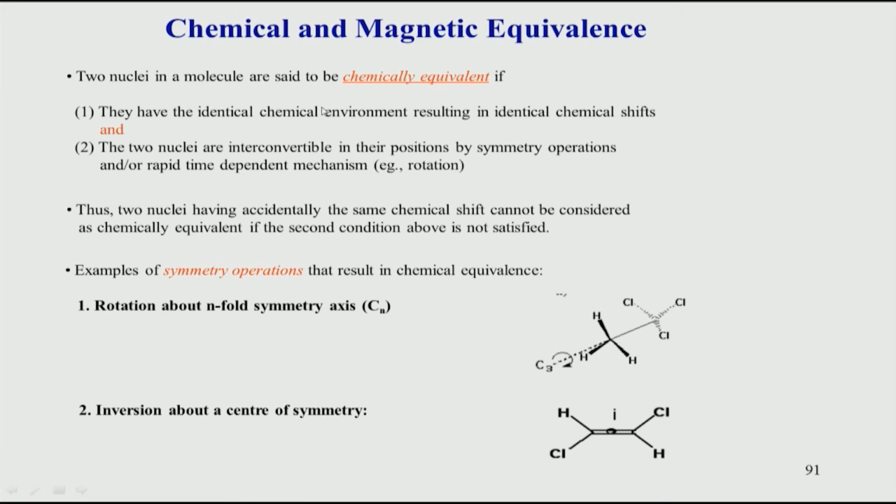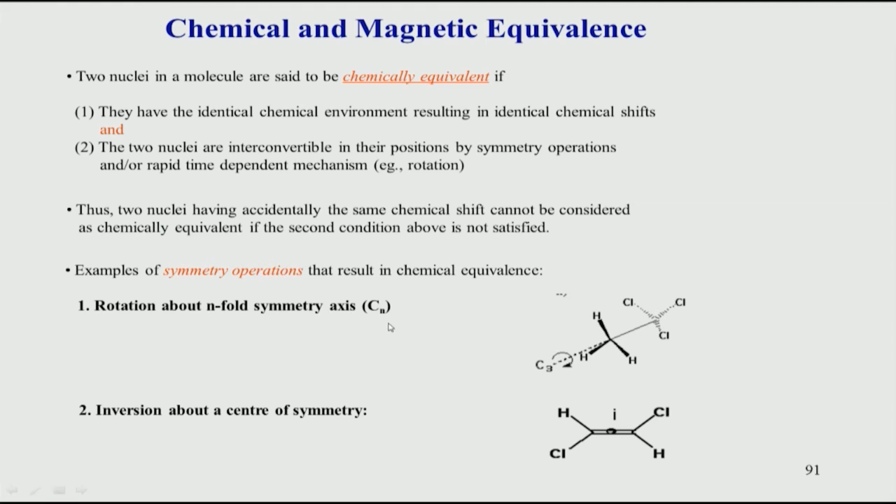If only the first condition is satisfied, if only the chemical environment accidentally is the same, then it is called chemical shift degeneracy. That means they are degenerate. The two hydrogen atoms have accidentally the same chemical shift value and they are degenerate or overlapped, but they are not chemically equivalent.